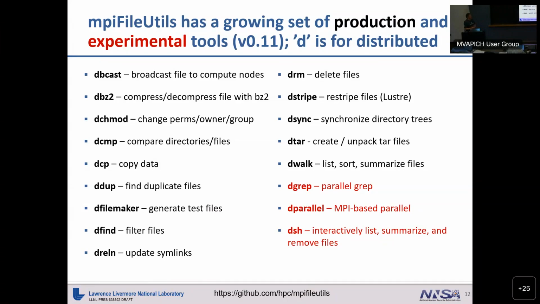Dtar is a parallel tar. You can create a tarball or extract a tarball. And then dwalk is sort of like a parallel ls or parallel du to run on the file system.